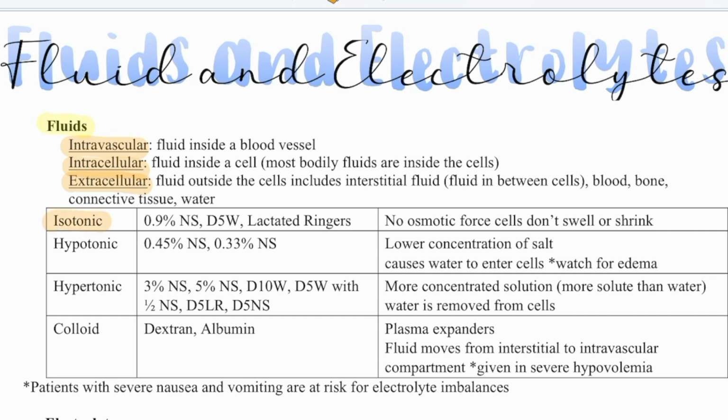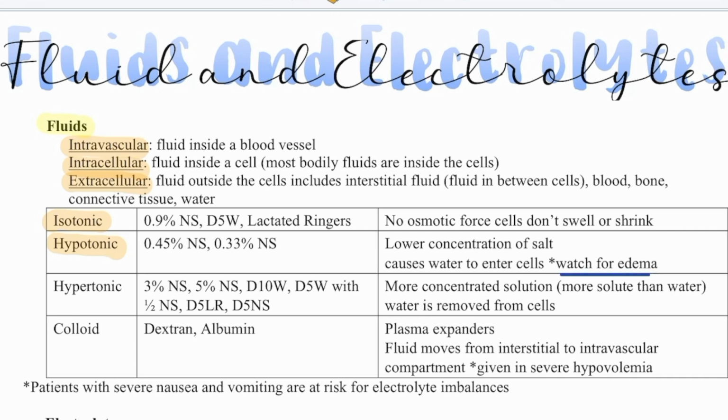Then we have different types of solutions. We have an isotonic solution. These are things like 0.9% normal saline, D5W, and lactated ringers. They have no osmotic force, cells don't swell or shrink. Then we have a hypotonic solution. I like to think of it as lower than our isotonic, so 0.45 normal saline or 0.33 normal saline. These have a lower concentration of salt, which causes water to enter the cell. We have to watch for edema with these.